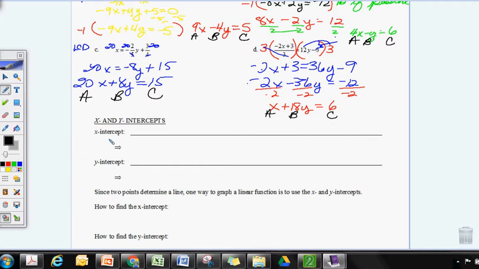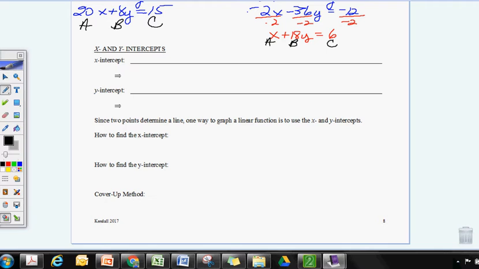Okay, so that's putting things into standard form. We use that a lot, so get used to it, and you're going to be expected to know your different forms. So learn it.